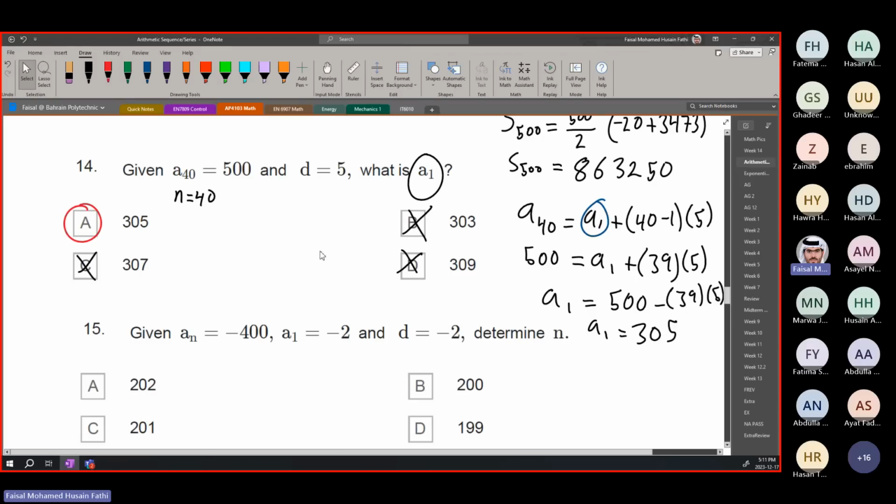Okay? Again, I will just recap on this point. When you're not given A1, but you are given your n value and your an value, you can plug it all in the equation, and of course your common difference, and you find it.